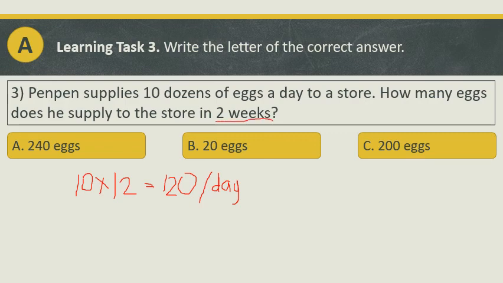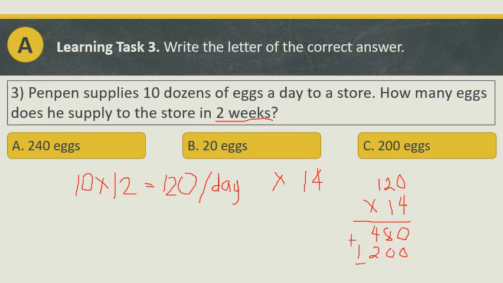Ang 2 weeks po ay ilang araw. So yun po ay 14. So ito po ita-times natin sa 14 days. So solve nga natin 120 times 14. So 0 times 4 is 0. 4 times 2 is 8. 4 times 1 is 4. Then, lagay tayo ng 0 sa dulo. So, 1 times 0 is 0. 1 times 2 is 2. 1 times 1 is 1.